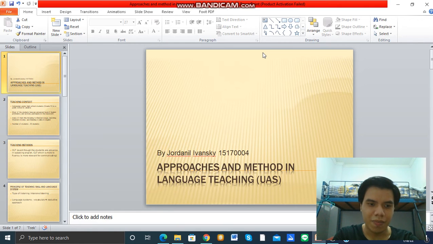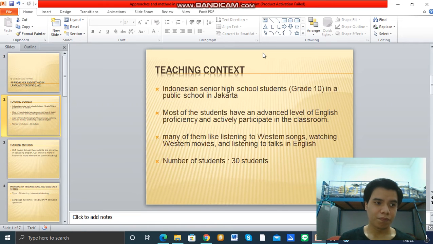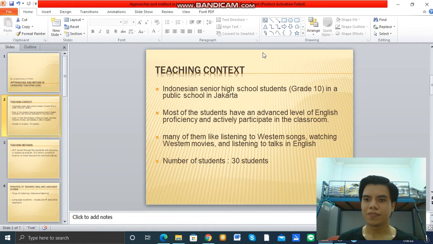I would like to present my approach and methods in language teaching for my final test. The first slide that you see is the teaching context. The teaching context is to teach Indonesian senior high school students of grade 10 in a public school in Jakarta, and most of the students have an advanced level of English proficiency and actively participate in the classrooms.